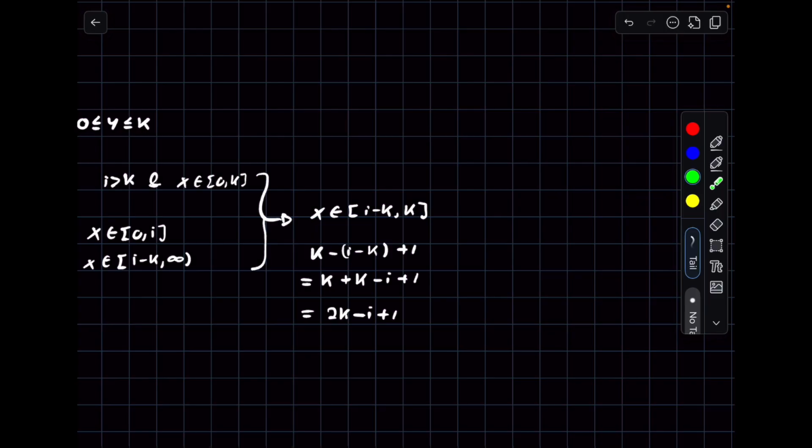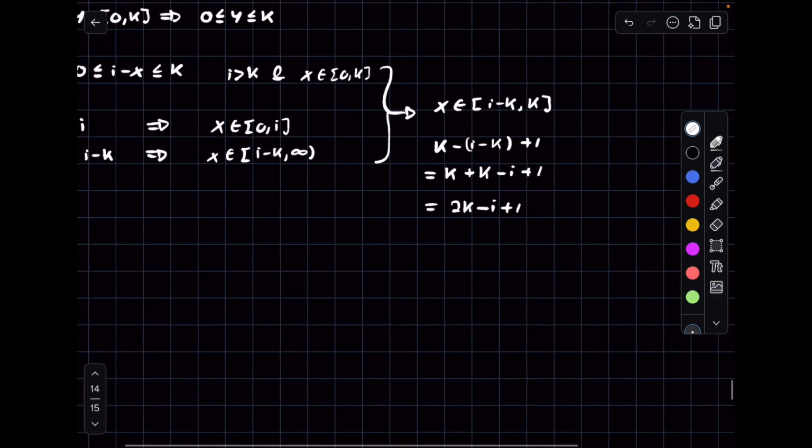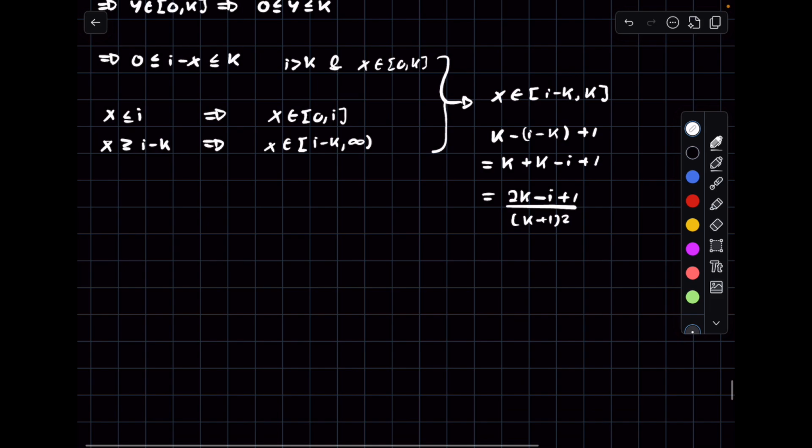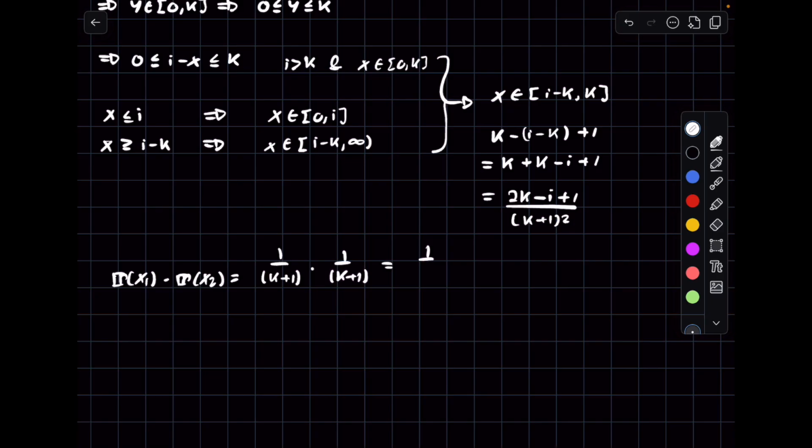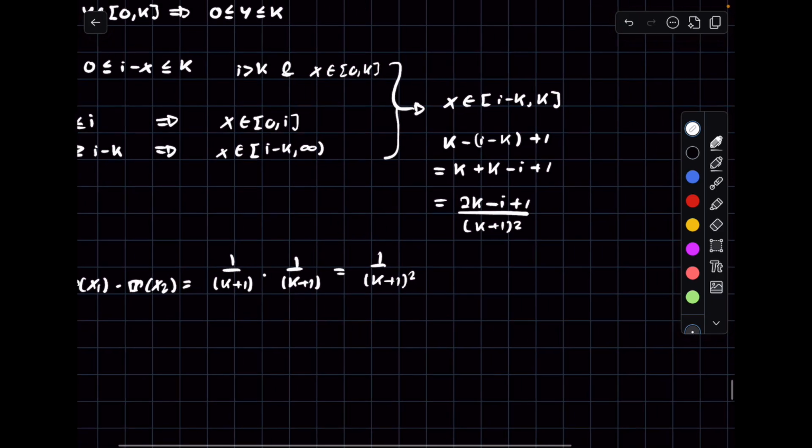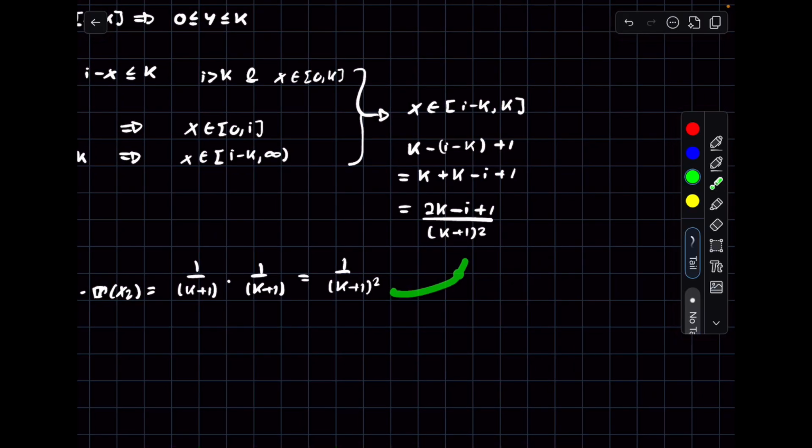And because we have a pair of numbers, and they're independent variables, we can divide each of these over k plus 1 squared. Why k plus 1 squared? Because remember that the probability of x1 times the probability of x2 is equal to 1 over k plus 1, times 1 over k plus 1, which is k plus 1 squared. So that's what we're placing there, that's a possible case, so to speak.